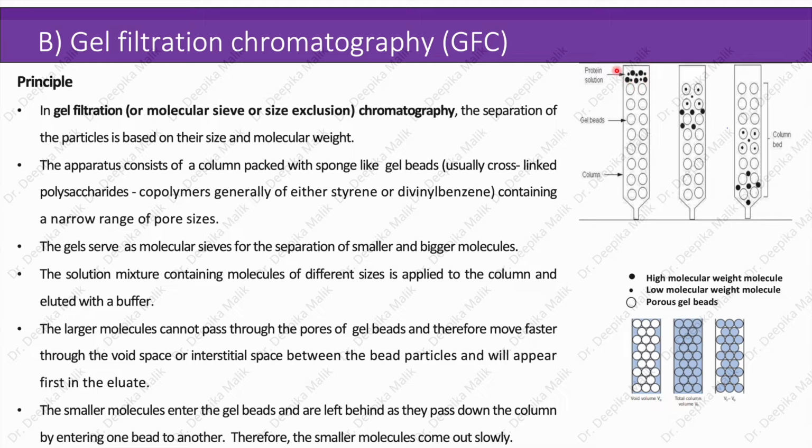As you can see in the diagram, when a sample is applied to the column, the high molecular weight compounds will flow down the column very fast by passing through the void volume or interstitial spaces present between the gel beads, whereas the smaller molecules will enter the gel beads because the gel beads are porous, and therefore the low molecular weight molecules will pass from one gel bead to another, taking more time to come out of the column. The size of the pores of the gel beads can be managed by taking different concentrations of the material used for making this gel bed.